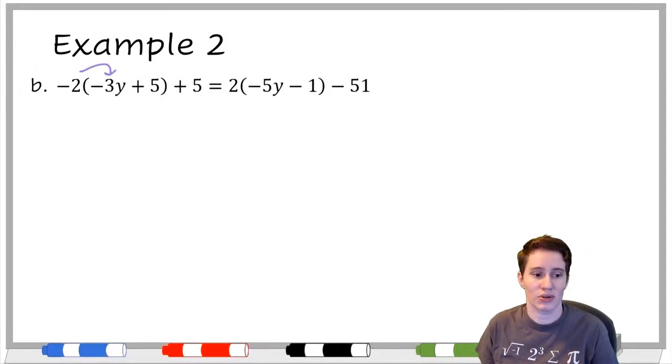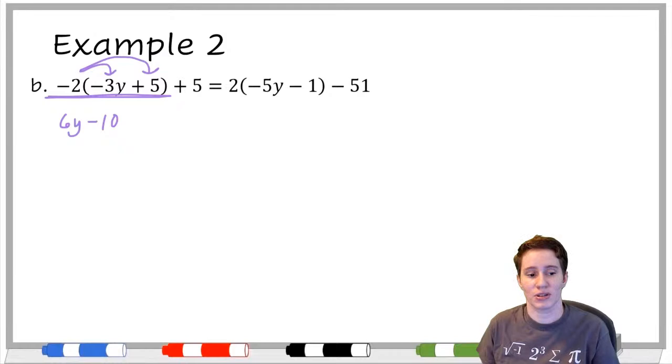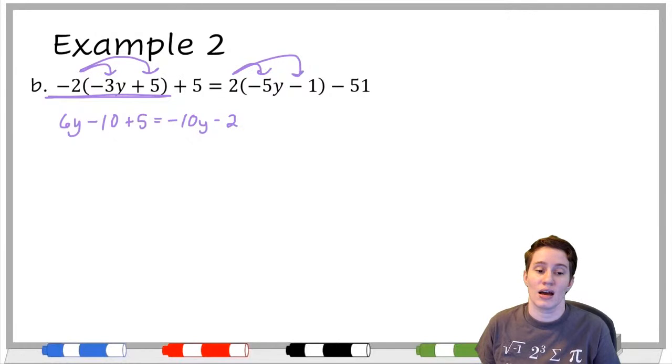So let's distribute on the left this negative 2. Negative 2 times negative 3y is positive 6y. And then let's distribute negative 2 times 5, which is negative 10. That's this part right here, so I need to go ahead and write this plus 5 down. Then I'm going to do this 2 and get 2 times negative 5y, which is negative 10y, and then 2 times negative 1, which is negative 2. And so that's this part right here, so I need to put the minus 51.